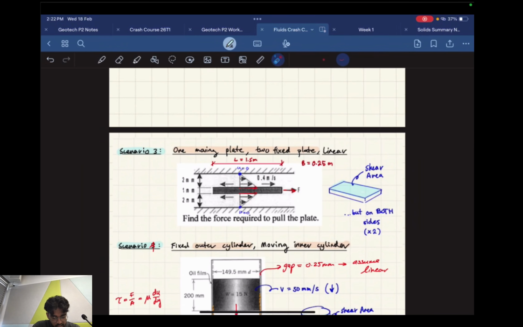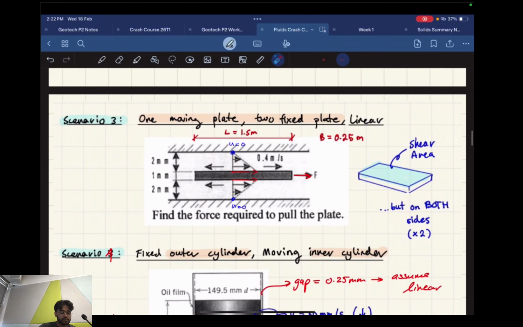These are some other scenarios. So I'm not going to explain what's going on in this scenario. I'm just going to explain the shear area part. Let's say we have three plates. One at the top, one at the bottom, fixed. So they don't move, but one going in between as well. That's the scenario. So these two are fixed, and this one is moving.